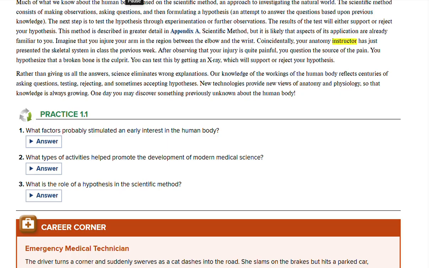Coincidentally, your anatomy instructor has just presented the skeletal system in class the previous week. After observing that your injury is quite painful, you question the source of the pain. You hypothesize that a broken bone is the culprit. You can test this by getting an X-ray, which will support or reject your hypothesis.